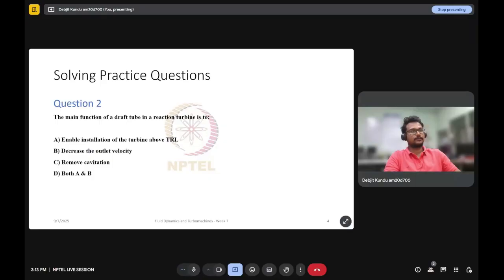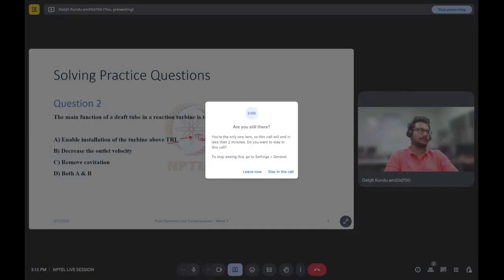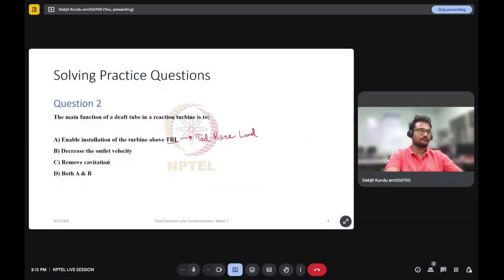Is it option A, enable installation of the turbine above TRL, and the full form of this abbreviation TRL is tail race level. Then option B is saying that it is to decrease the outlet velocity. Option C says that the main function is to remove or prevent cavitation. And option D is both A and B.